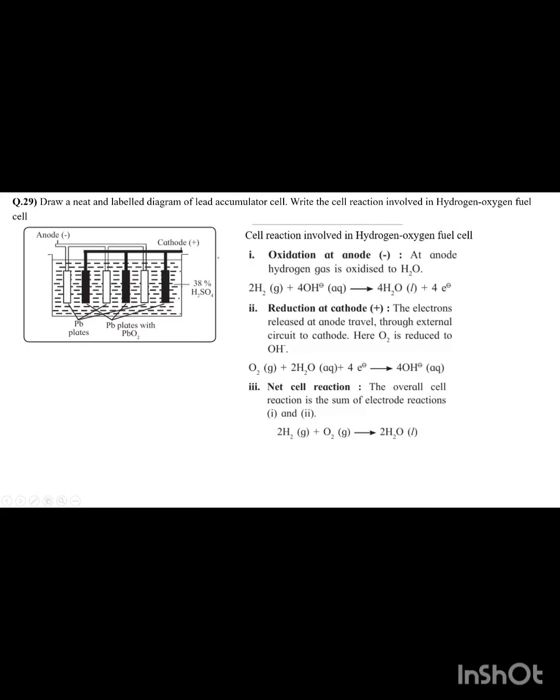Okay. Reaction involved in the hydrogen oxygen fuel cell. At the anode, hydrogen will be absorbed, and hydrogen reacts with hydroxyl ion to form water molecule with liberation of electrons. That is, oxidation takes place at the anode, reduction takes place at the cathode. Oxygen will be reduced to hydroxyl ion.